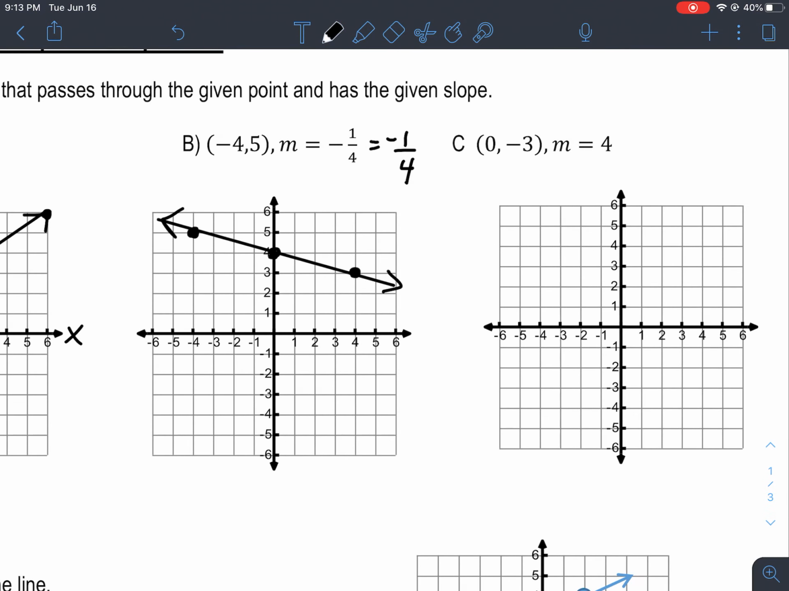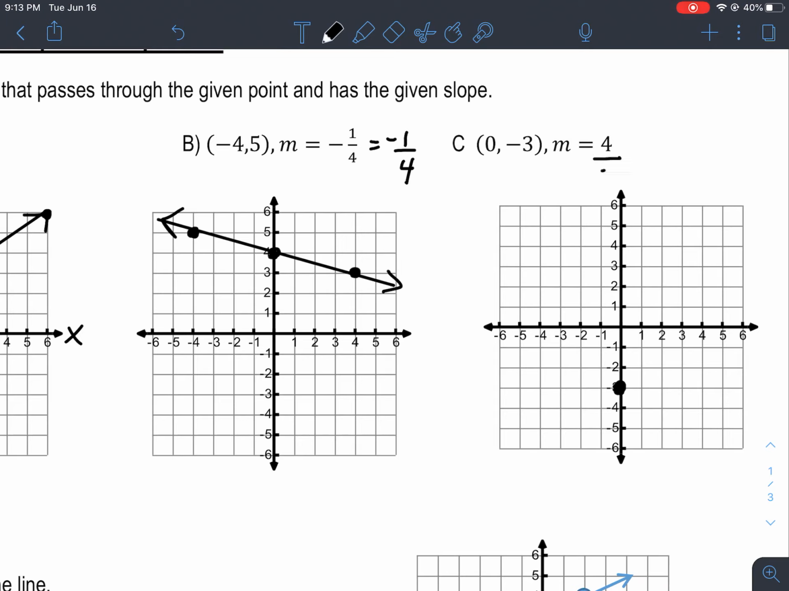Okay, welcome back. So let's take a look at C. The first thing we need to do is plot the ordered pair 0, negative 3. So left and right, we're not going to go any units. We're going to just stay at the origin, and then we're going to go down 3. That point also has a special name that we'll talk about in just a second. And then our slope is 4.